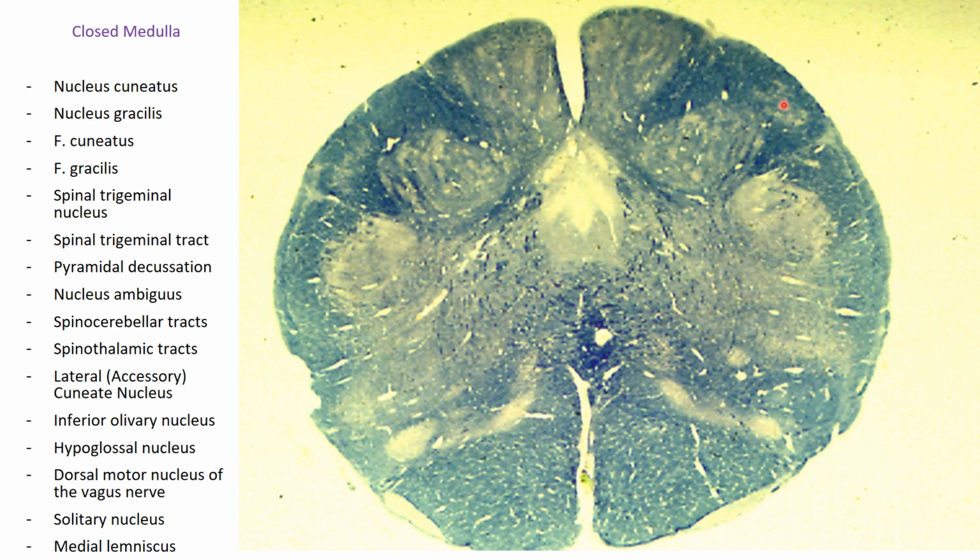Now I want to point out, you see right here, there seems to be another light colored region that's separate from the cuneate nucleus. This is your lateral or accessory cuneate nucleus. Located right in this region, separate from the cuneate nucleus, that is your accessory cuneate nucleus.